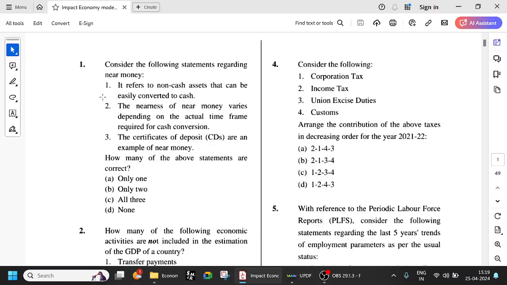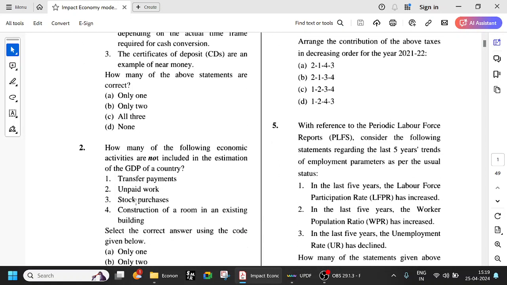So near money is non-cash assets that can be easily converted to cash. The nearness of near money varies depending on the actual time frame required for cash conversion. Too much time, it's not near money. If it is very little time, then it is near money. Certificates of deposit are an example of near money. So all three statements are correct.